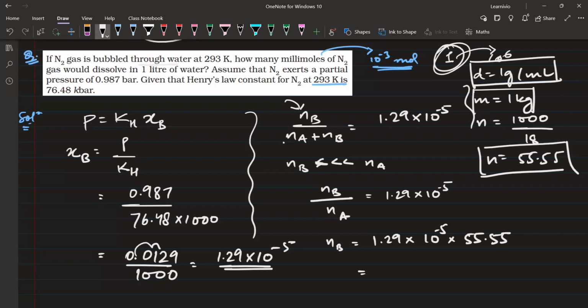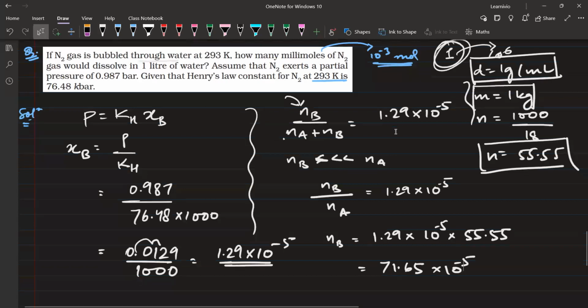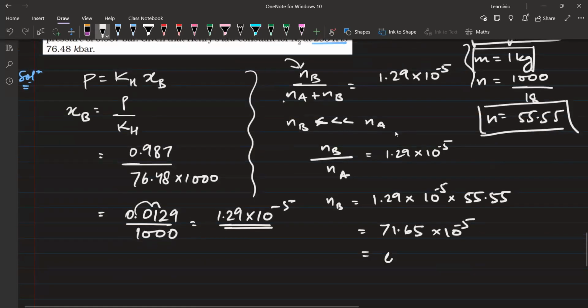So when you calculate this, you will get the number of moles of solute. If I multiply 1.29 into 55.55, this will be equal to 71.65 into 10 to the power minus 5. They are asking about millimoles, so I will convert this into 10 to the power minus 3. This will be equal to 0.71, approximately 0.72, into 10 to the power minus 3. This many millimoles of N2 will be there. Okay. Answer will be 0.72 millimoles.